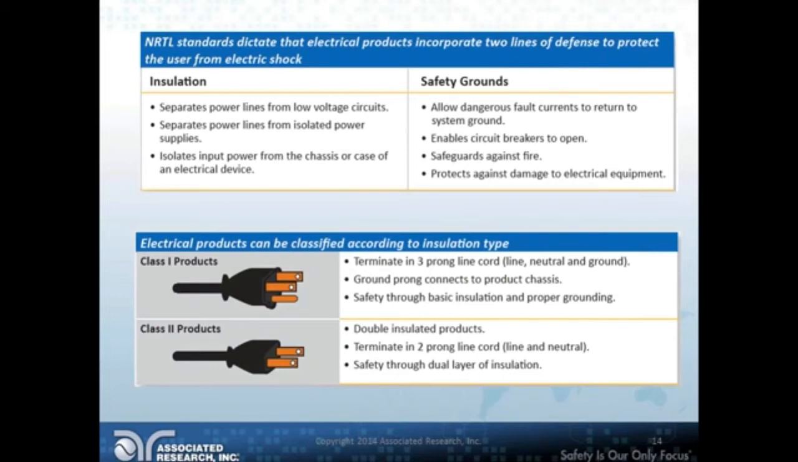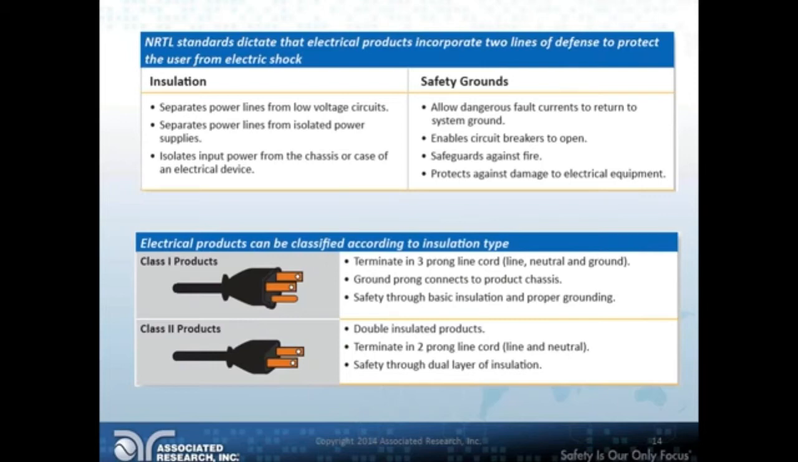But sometimes insulation fails. Your second line of defense here is safety ground. What this allows for is dangerous fault currents to return to the system ground. So if your insulation does fail, let's just say line voltage does go on your chassis, what happens is fault current is going to flow to the ground pin in an attempt to return to the source.